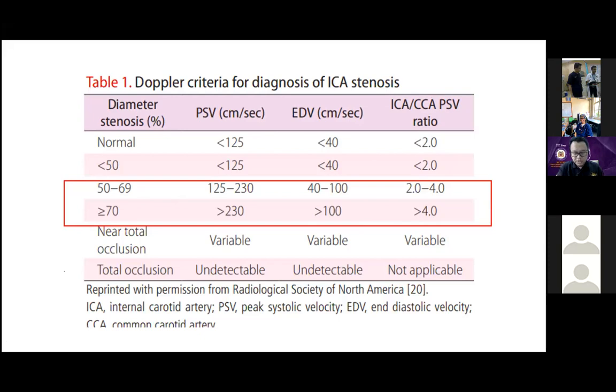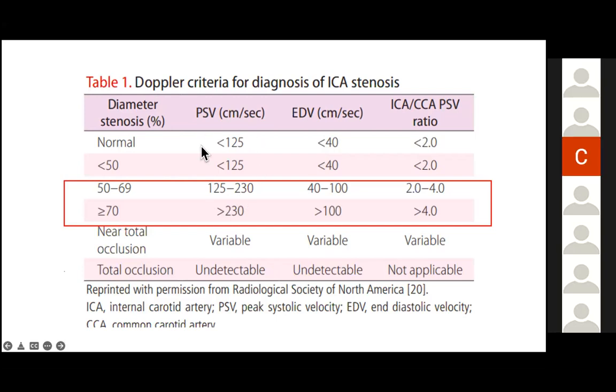So what they found in terms of treatment, whether 50 or 70, is that severe stenosis of more than 70% had a good outcome. I mean, there is benefit when they proceed with surgery, beneficial if the occlusion is more than 70%.